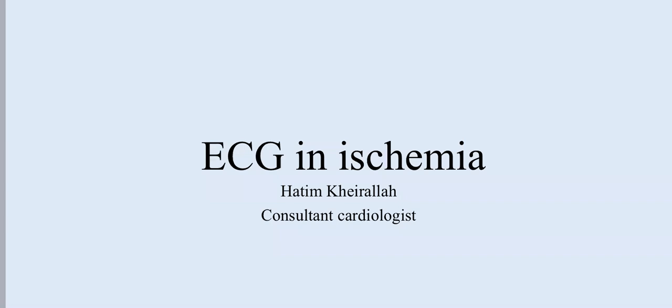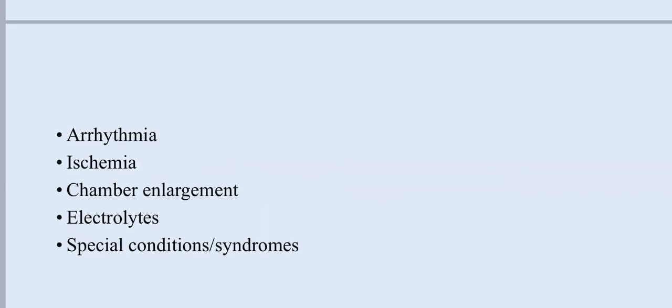And I meant to do it this way because ECG in ischemia is so complicated, by the way. As we go through the talk, we will see that there are so many manifestations of ischemia in ECG. We know so well that arrhythmia manifests itself in ECG. Different forms of arrhythmia can be picked up in ECG. ECG is this essential piece of paper for the diagnosis of arrhythmia. Okay. Ischemia, and this is the topic of tonight: chamber enlargement, electrolyte disturbances, special conditions and syndromes.